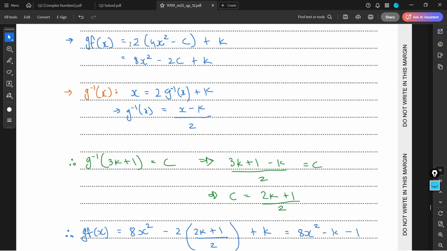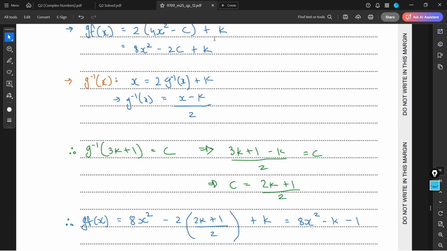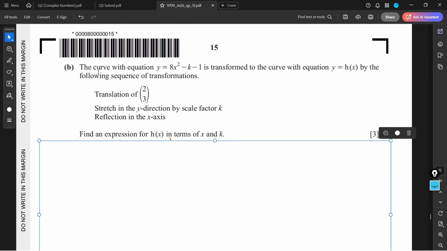8x squared, that is coming from this, minus 2c, and c was what is given over here, plus k. And then this 2 and this 2 get out. And finally, if you simplify, you will be getting 8x squared minus k minus 1 to be the final answer for this first part. Now let's move on to part B of this question.